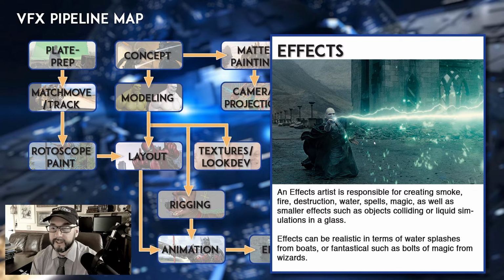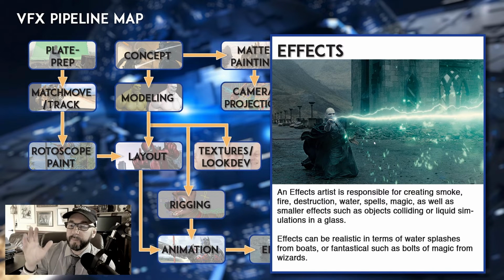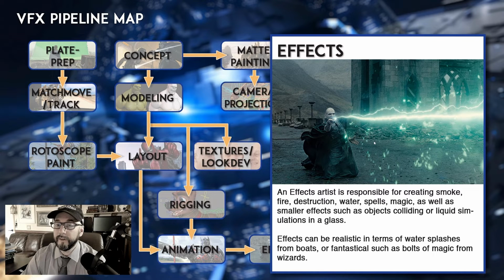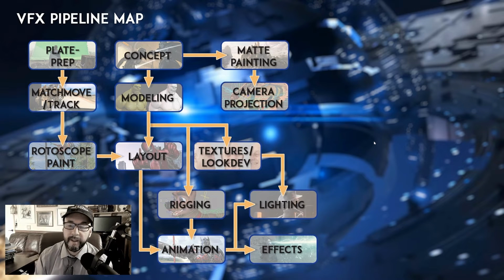Effects can be realistic in terms of water splashes from boats. You know, if you have a CG boat, you need somebody to help out with the water, the splashes, the wake of the boat. Or fantastical bolts of magic from wizards, such as this angry wizard over there who is having a real bad day, and he's zapping some school children here. So obviously he's a very bad man. But he wouldn't be a very bad man without the help of visual effects artists helping him out there. So those are the effects artists.